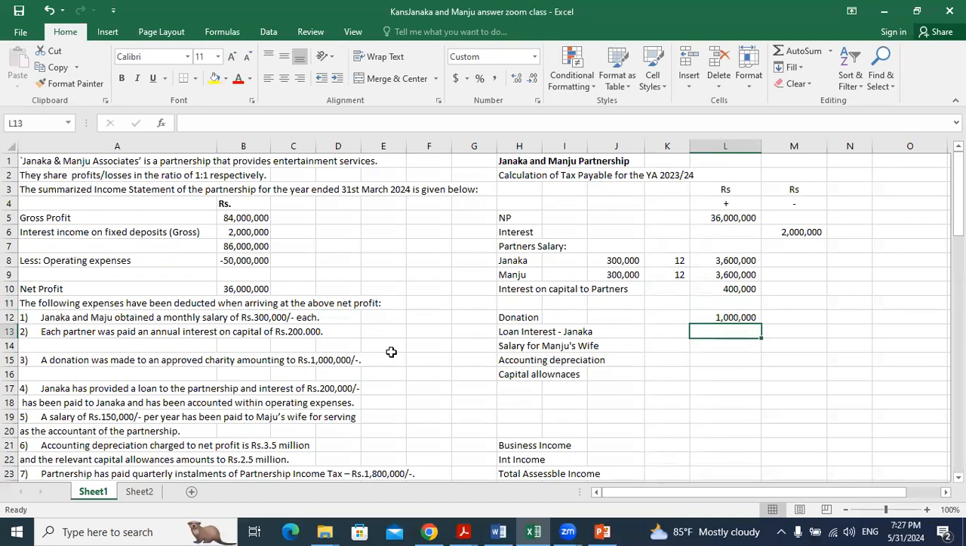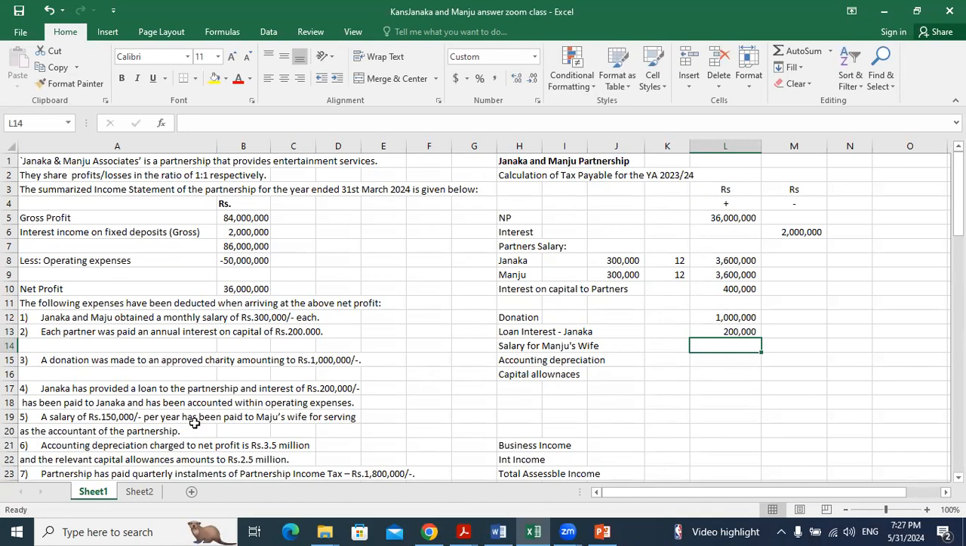Thereafter, Janaka has provided a loan to the partnership. An interest of 200,000 has been paid to Janaka, and it has been accounted within the operating expenses. Now it is there as an expense. So we have to eliminate this. Loan interest Janaka, 200,000.